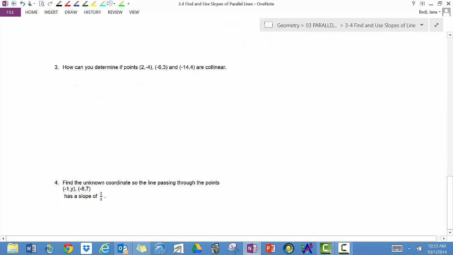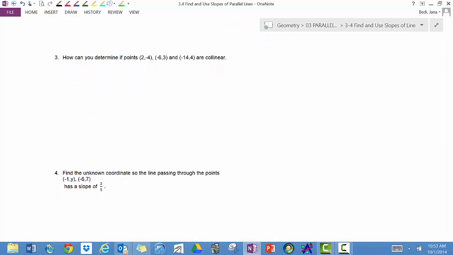Next question: how can you determine if 3 points are collinear? 2 points are always collinear. So find the slope again of the 2 points, these two, and then any one of the other two. So I'll say m1 equals negative 4 minus 3 over 2 minus a negative 6. Let me just check that. Negative 4 minus 3, 2 minus a negative 6, and I'll just write it like this. See, it's so much easier when you write it vertically.